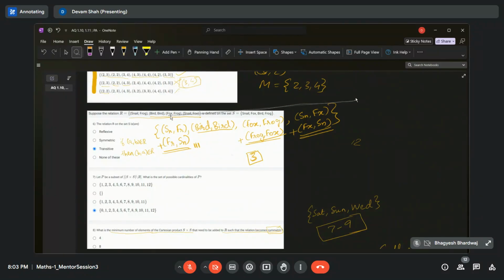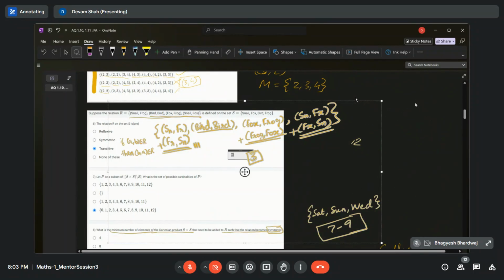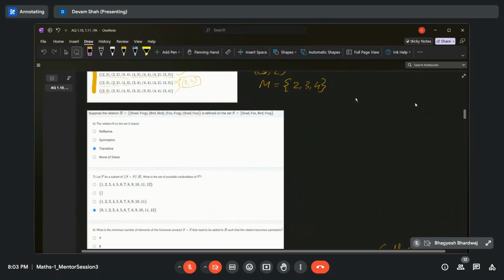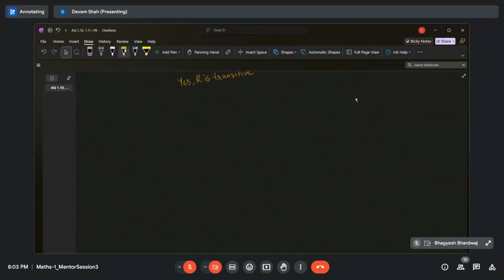So anyone who has doubt in cardinalities? Yes, I have one doubt. If the set is a set of rational numbers, then how to find its cardinality?